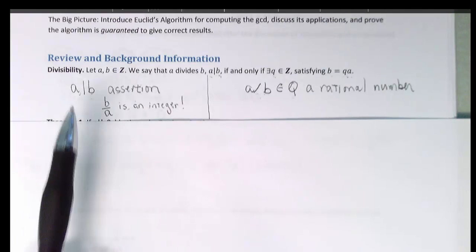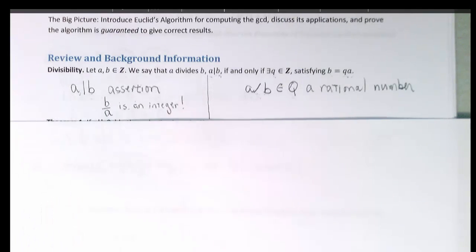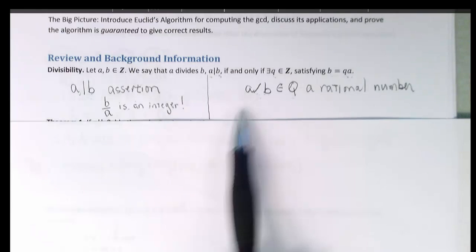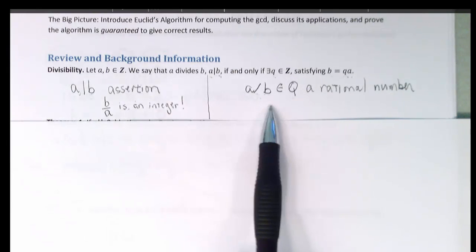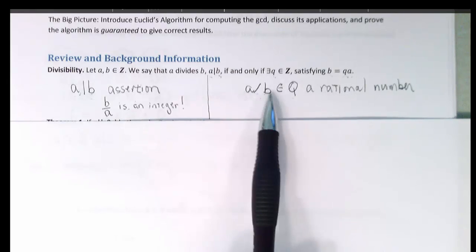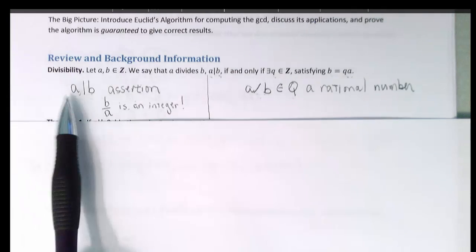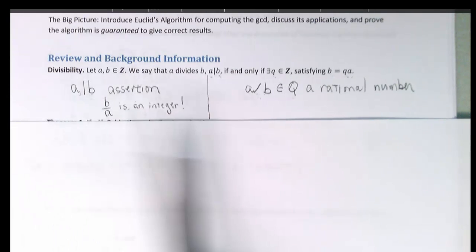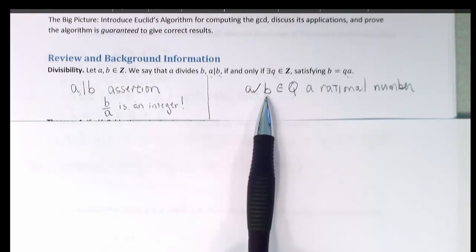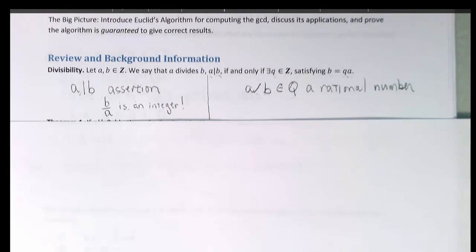Notice that if we write a divides b, we're making a logical assertion. We're saying that b divided by a is an integer. On the other hand, if we write a divided by b, we're simply constructing a rational number from these two integers, a and b. Therefore, the symbol a divides b and the symbols a divided by b, though they look very similar, are really saying something quite different, so we want to be sure to distinguish them.